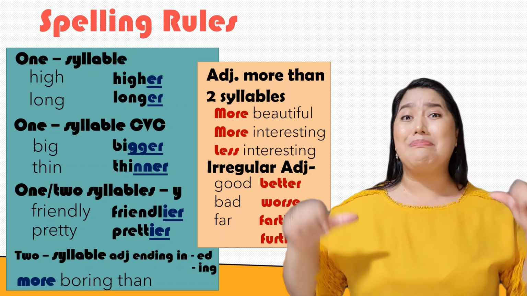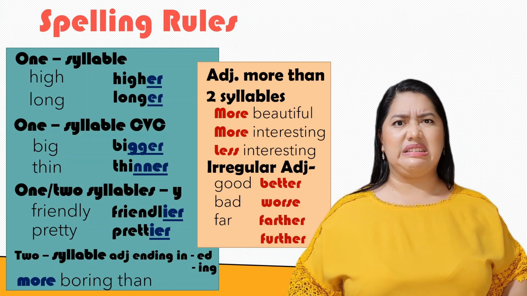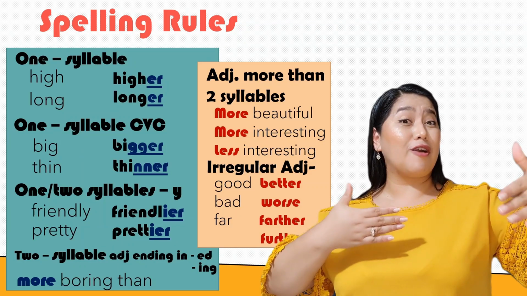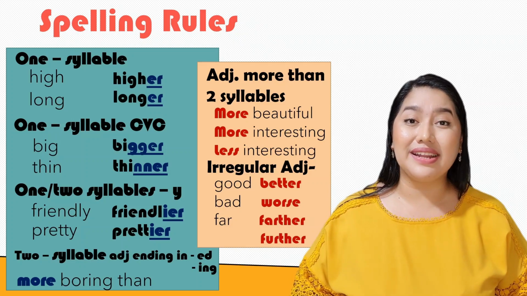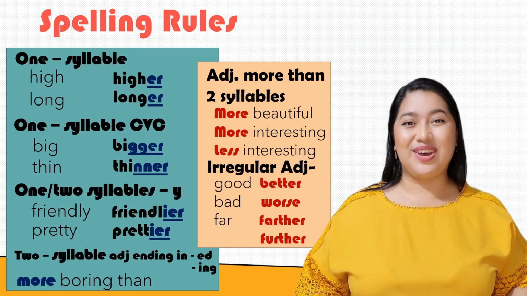And it's the same for bad. Well, the comparative for bad is worse. Worse, right? Or we have far, far away. Well, the comparative form could be farther or further. Yes, we have two options here.